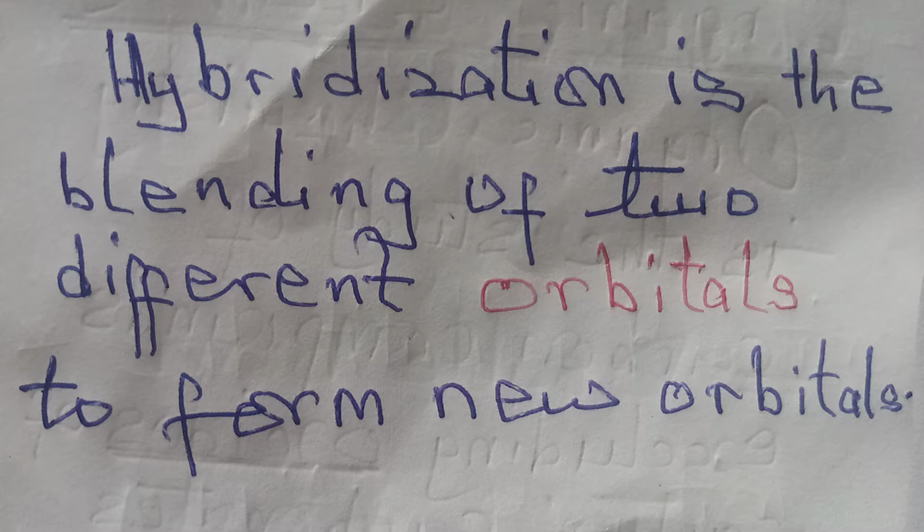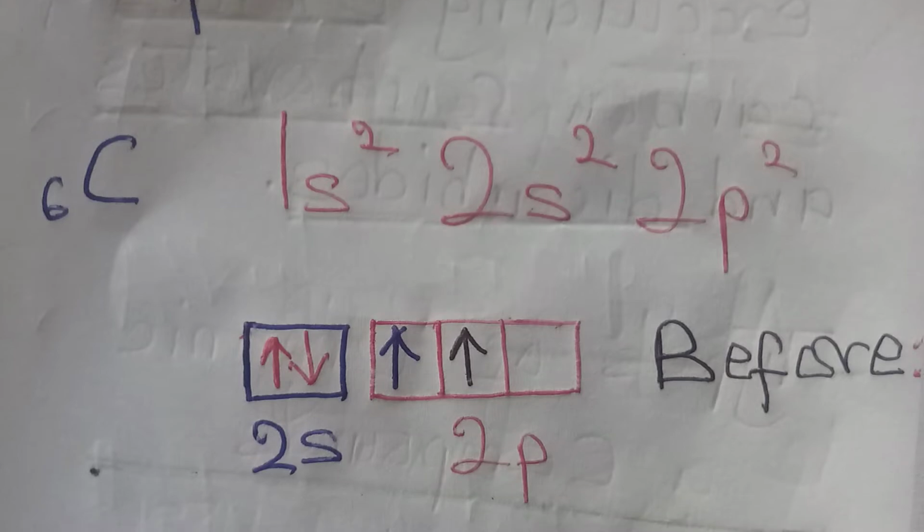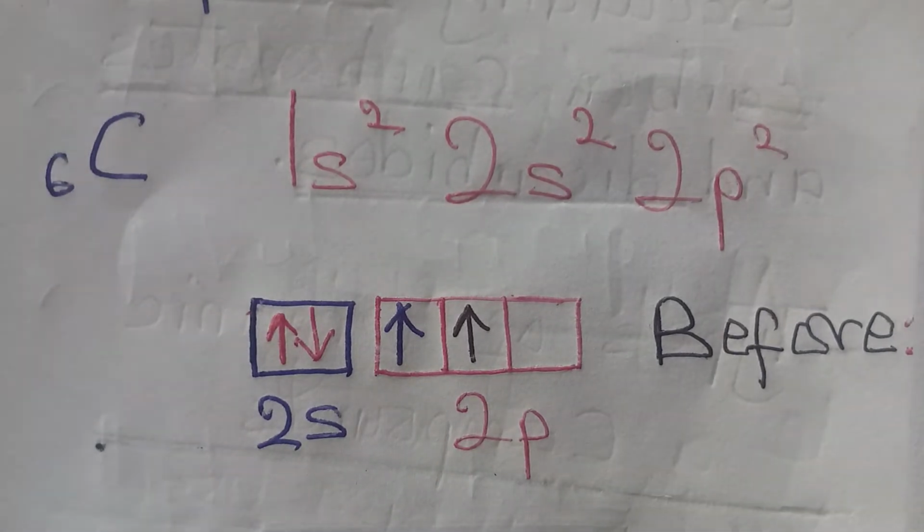Hybridization is very, very popular in organic chemistry, so it's very good we see it as early as possible. Now look at the structure of hybridization.